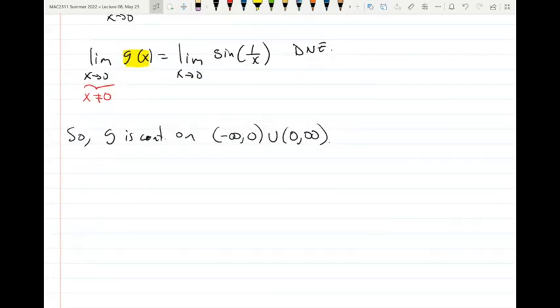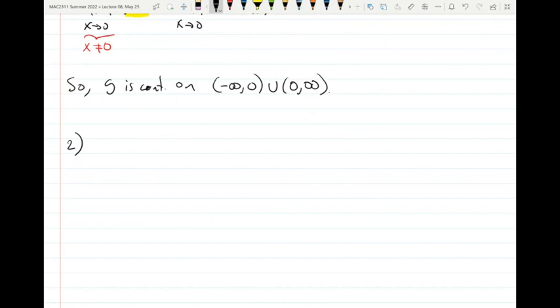Okay, so all right, we're good there. Let's do another type of example now. Okay, here I had another function. Forgot to write. How about this one?